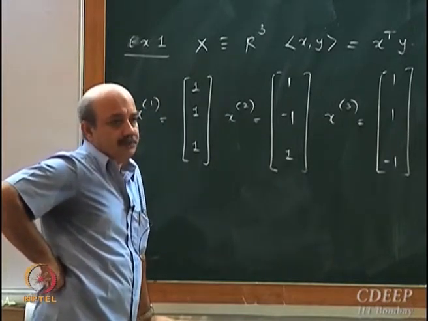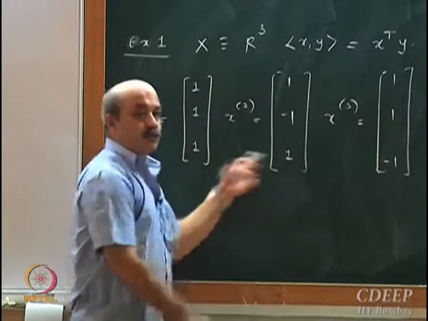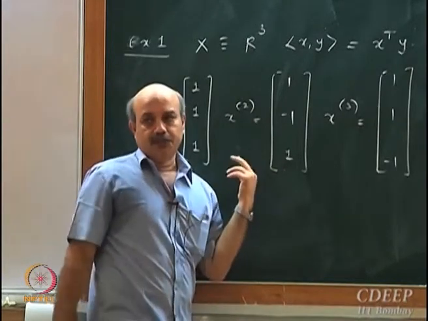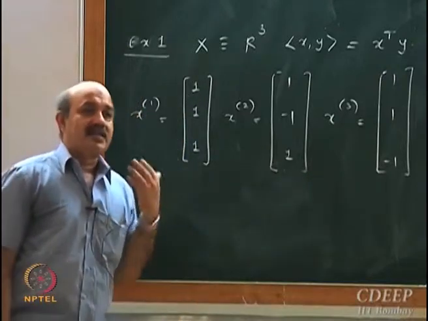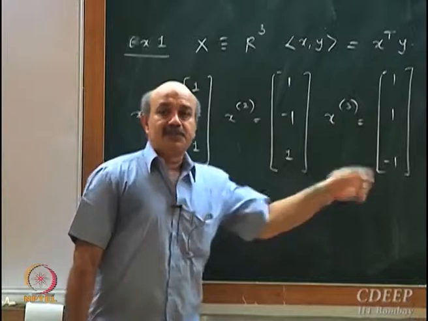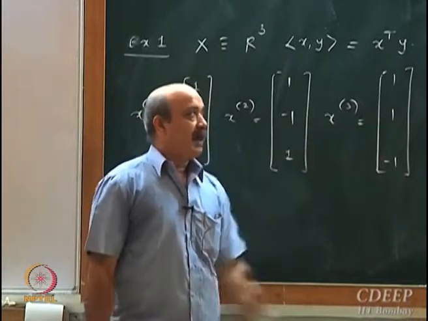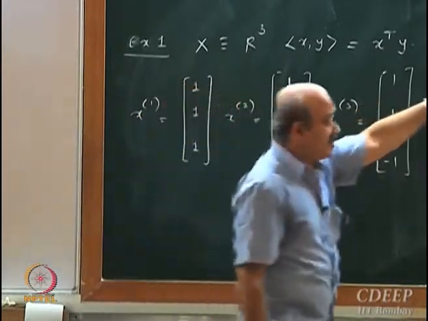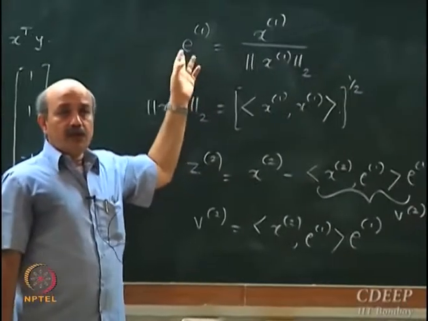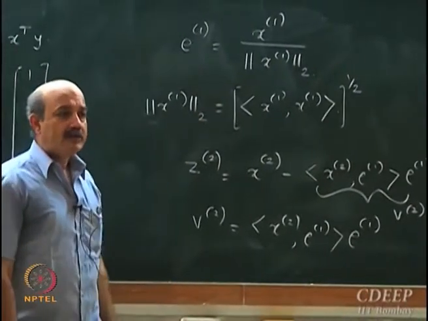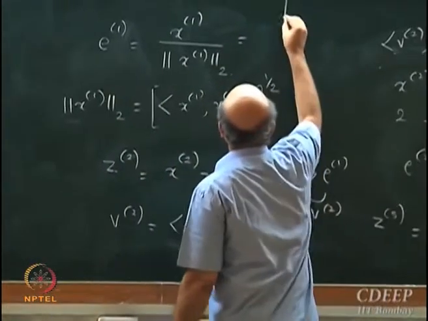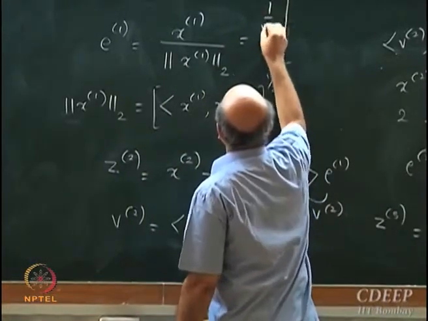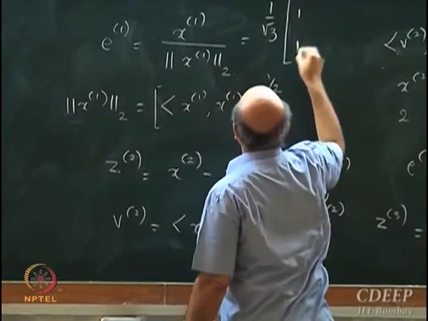They are not orthogonal. You take the inner product of any two, you will not get 0. So these are not orthogonal directions. I want to construct an orthogonal set starting from this non-orthogonal set. I want to apply this process. So just start doing this. What will be E1? E1 will be simply 1 by root 3 (1, 1, 1).